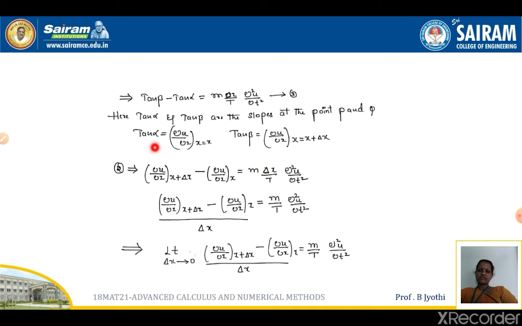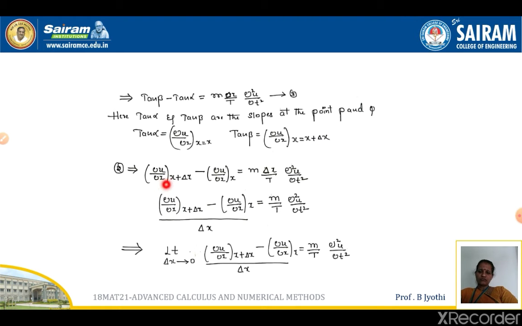So what do we get is tan alpha is ∂u/∂x when x is equal to x, and tan beta is ∂u/∂x when x is x plus delta x, because tan beta is at the point with a small increment, that is P and Q are at a very small distance. Therefore tan alpha is at the point x, whereas tan beta is at x plus delta x.